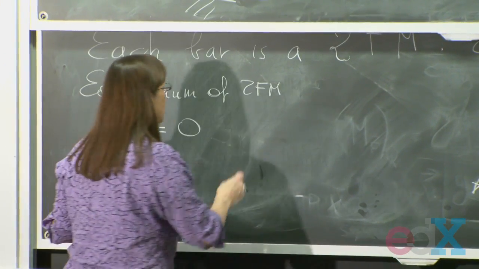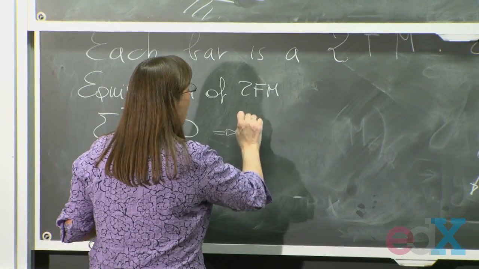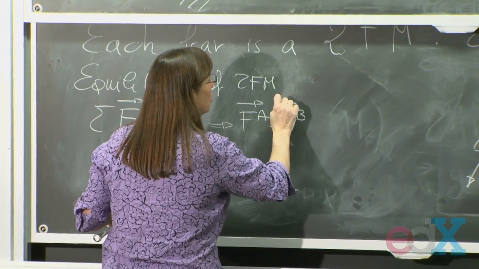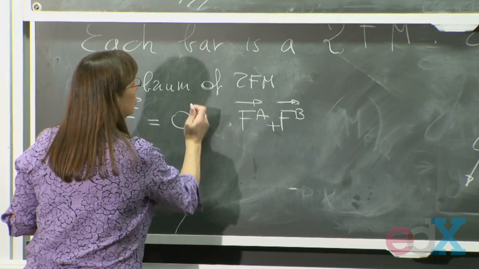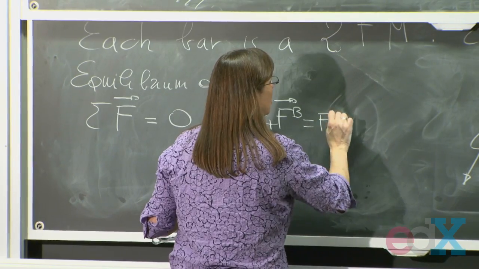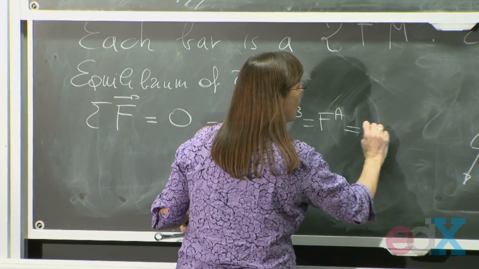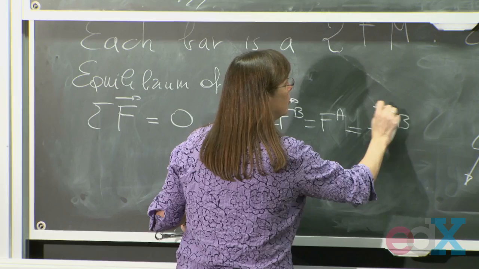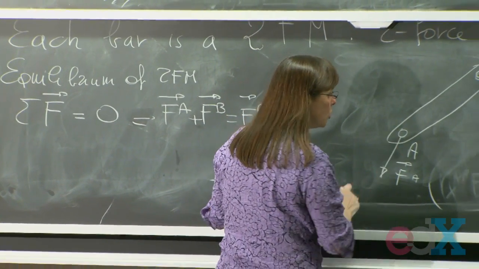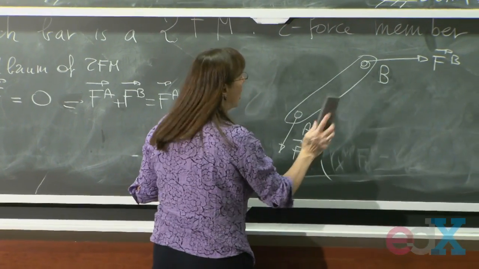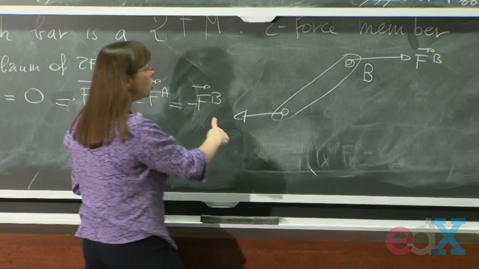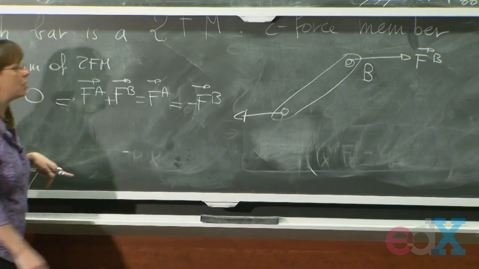So what it means is that FA plus FB must be 0. And this means that FA must be equal to minus FB. So already this one is wrong. So this one cannot be, because I need to have FA equal to minus FB. So I already know this just from balance of the forces.